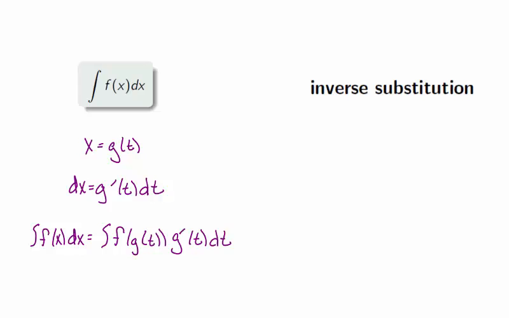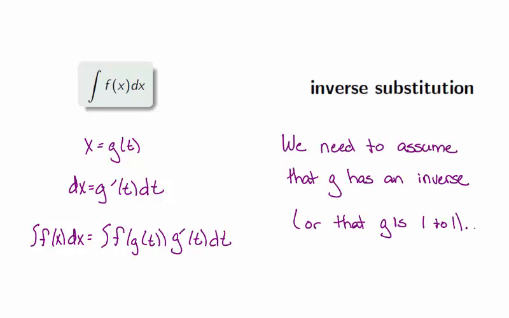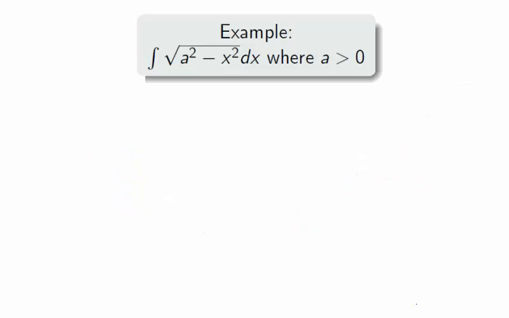Note that the right integral in the equation is an integral in the new variable t. Once you solve this integral, your antiderivative will also be a function in the new variable t. But our original integral was in terms of the variable x. Thus, we need to be able to rewrite everything in terms of our original variable x. Recall that the variables x and t are related by the equation x equals g of t for some function g. So to be able to revert back from the variable t to the variable x, we need to assume that g has an inverse, or that g is 1 to 1. Let's consider an example to see all of this in action.